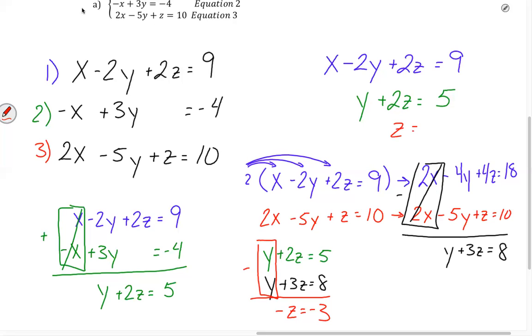Z equals 3. Is that what's written on the paper? It is. Yes, it is. Yeah! Still got it. Now, I saw it at the bottom.